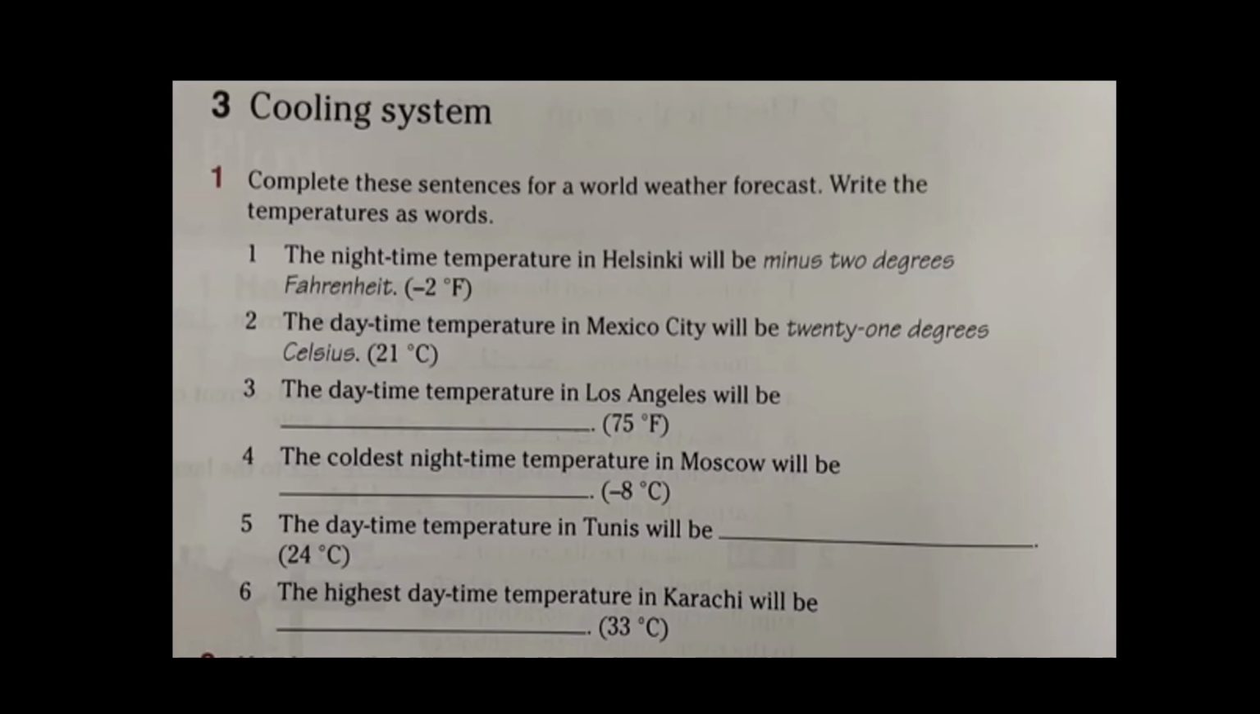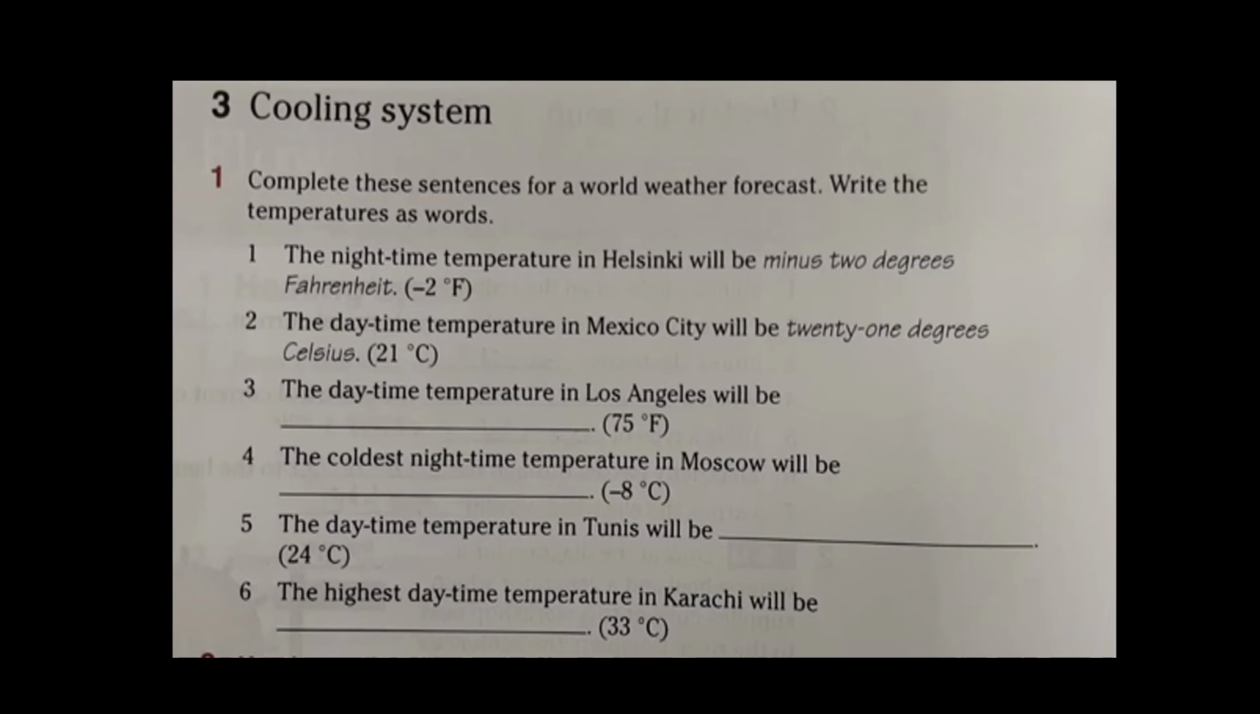in italics. Number 2 also is an example. The daytime temperature in Mexico City will be 21 degrees Celsius. Okay, now please take 3 or 4 minutes to answer questions 3 through 6, then come back to check the answers. Okay, I assume that you have answered question 3 through 6, so let's check the answers together.